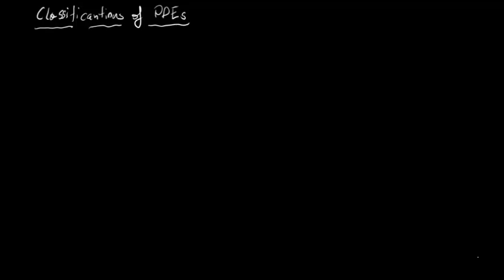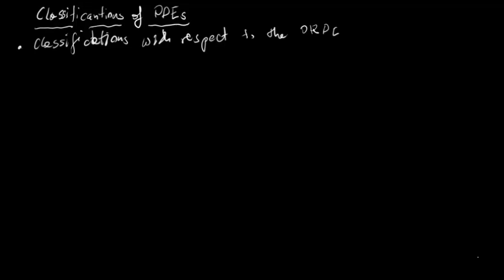The first one is classification with respect to the order of a PDE. So what is the order of a PDE? The order of a PDE is the order of the highest derivative of the unknown function appearing in the PDE.